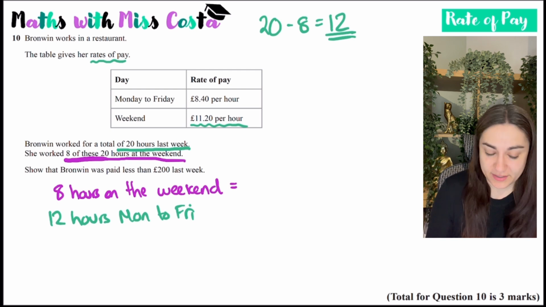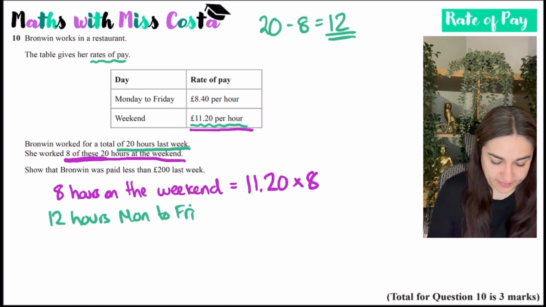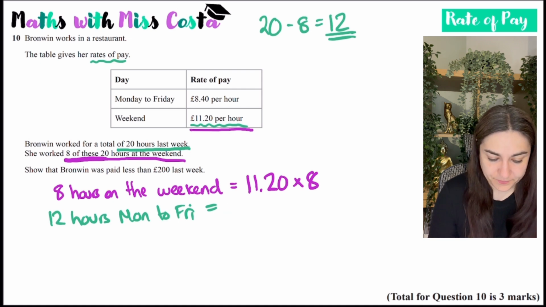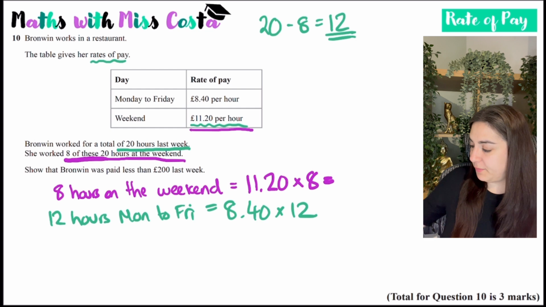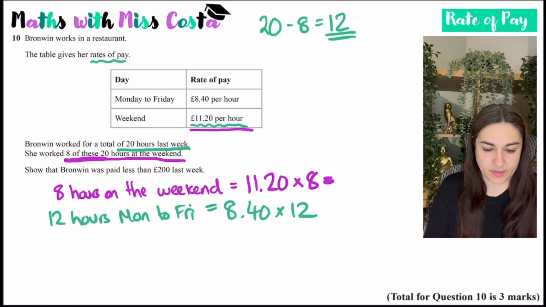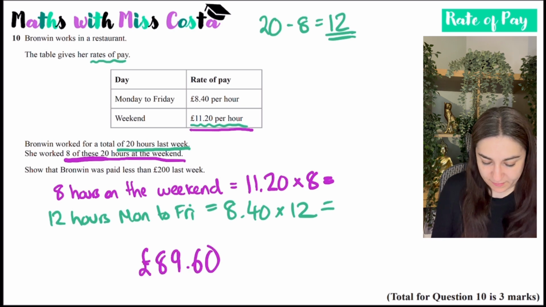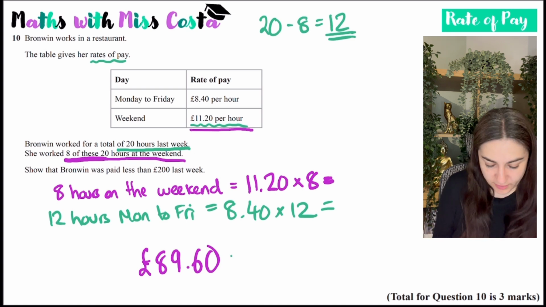So 8 hours on the weekend means that for each hour she worked on the weekend, she was paid £11.20. So I do £11.20 times by 8. And for the 12 hours Monday to Friday, I'm going to do £8.40 times by 12. So £11.20 times by 8 is £89.60. And then £8.40 times by 12 is £100.80.